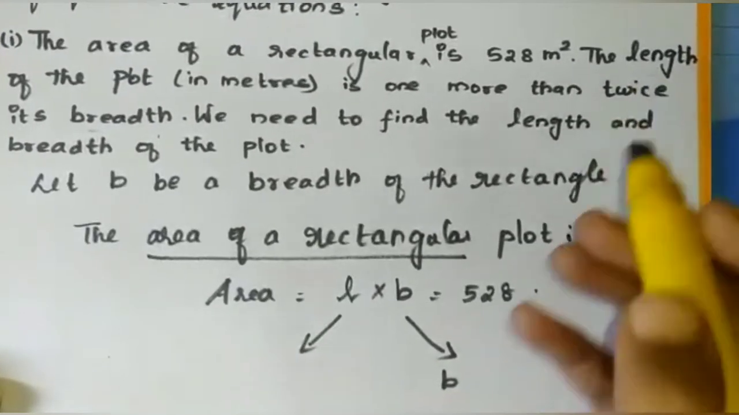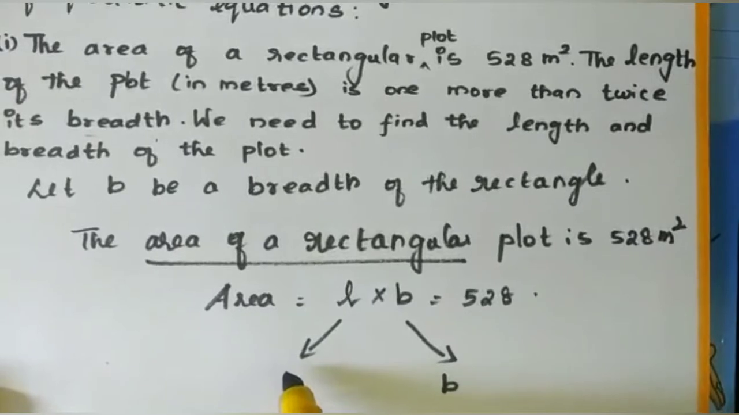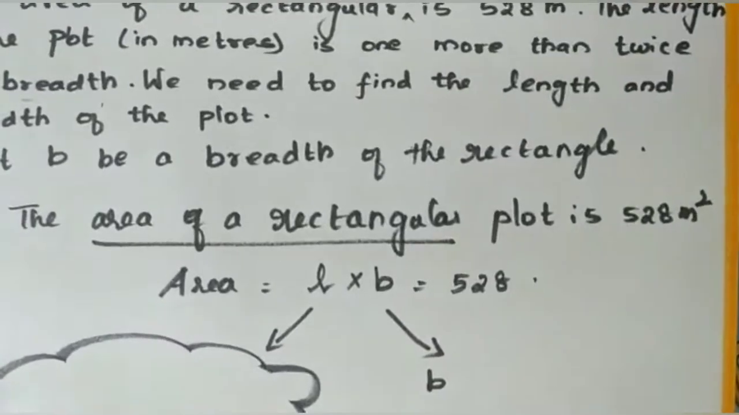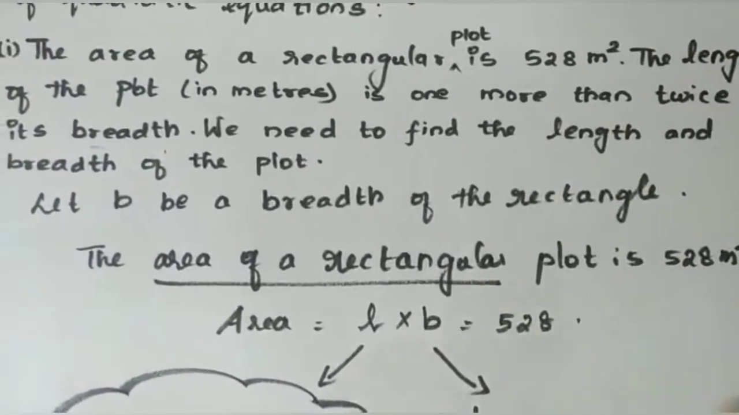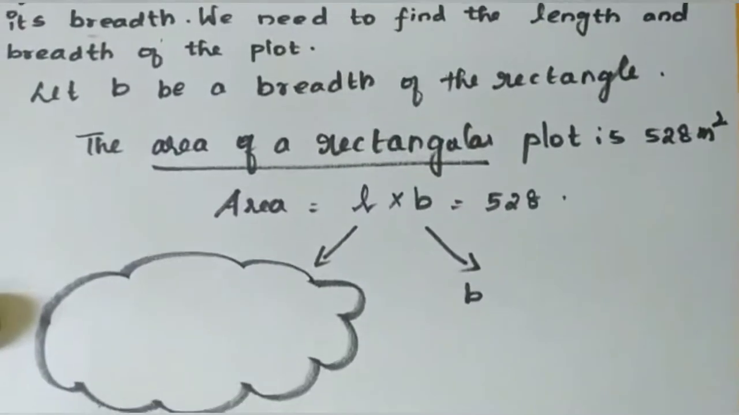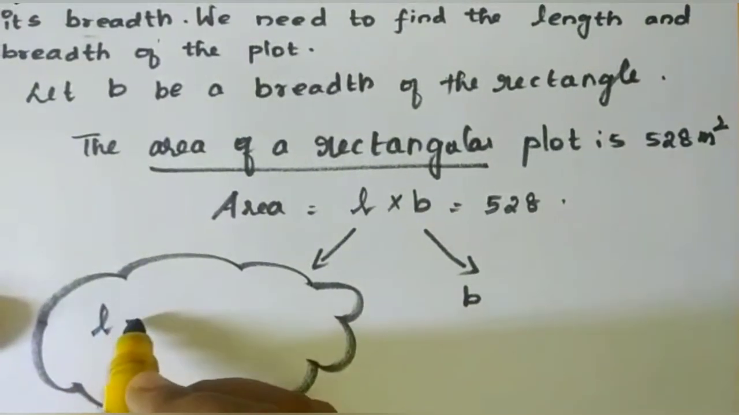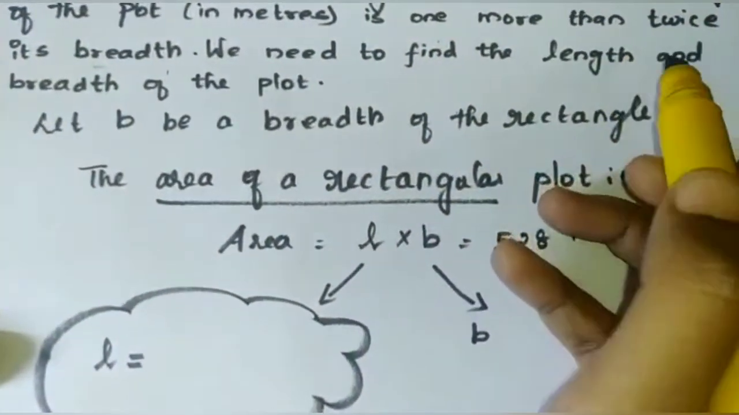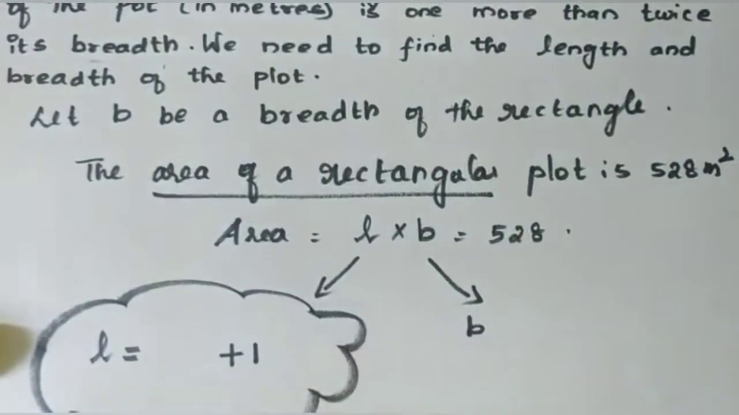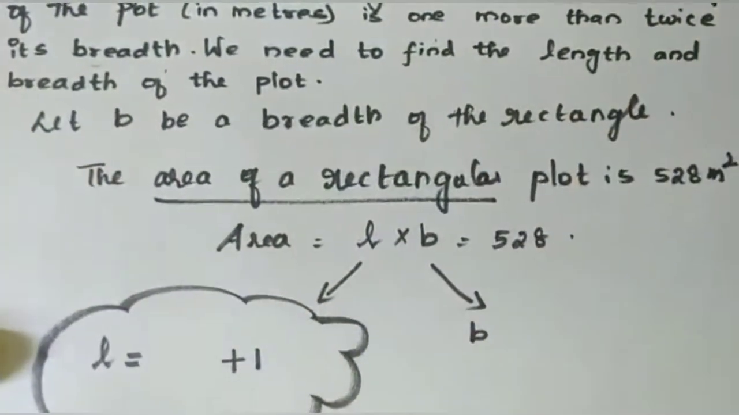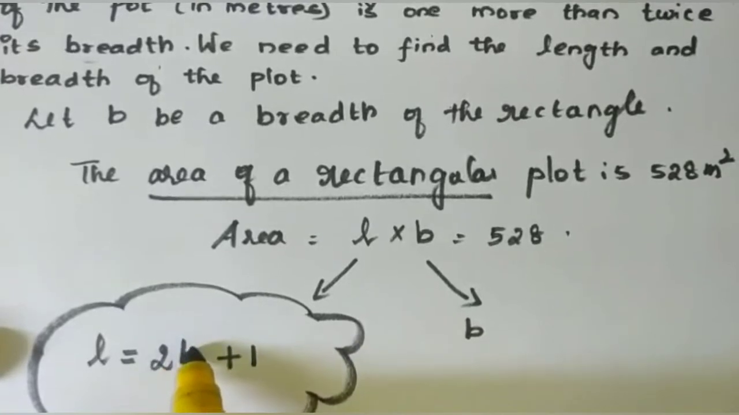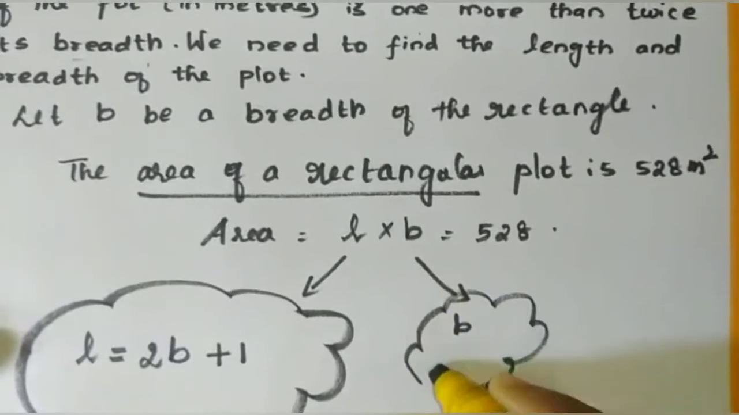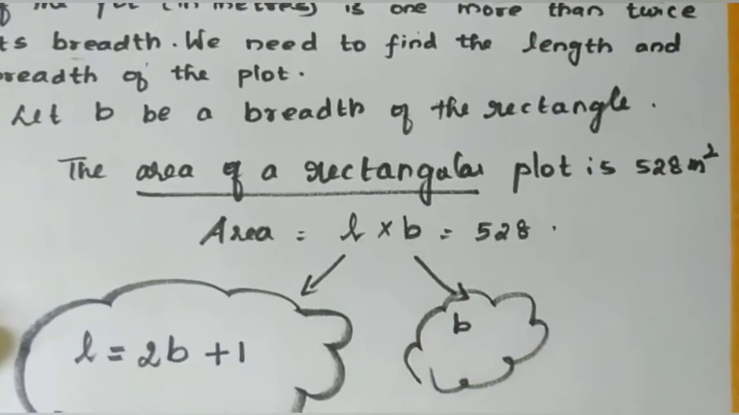Okay, so what is the statement now? We have to find the length by using the breadth. So the length L is equal to 1 more than twice its breadth. Twice its breadth is 2B. So the length is 2B plus 1 and the breadth is B.